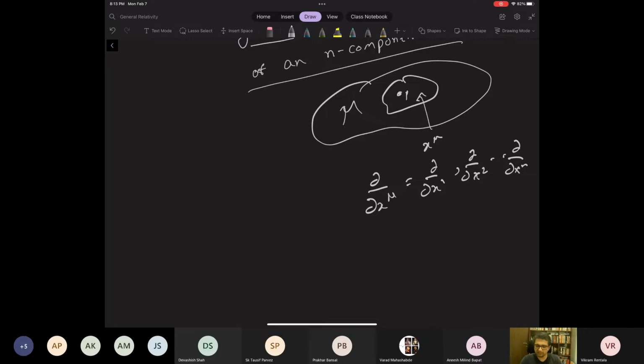Non-coordinate basis simply means that I'm taking linear combinations of these and calling those my basis vectors. And that's also a perfectly valid basis, even though there are no coordinates specifically associated with those linear combinations.